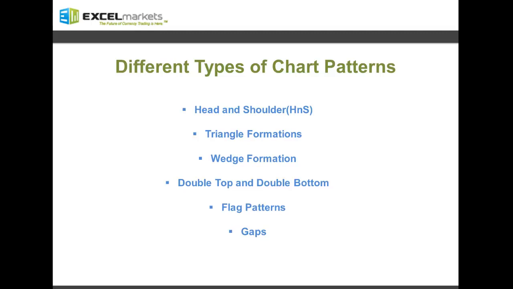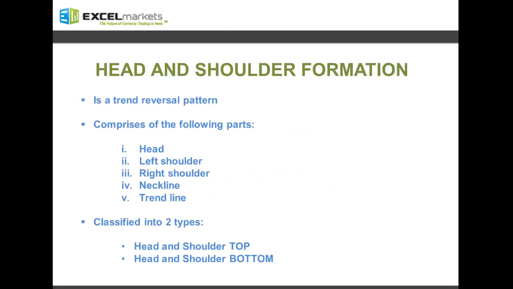In this video, we will be discussing the head and shoulder formation in detail. Head and shoulder formation is a trend reversal pattern. Once its formation is confirmed, it is followed by a reversal in price direction of the financial instrument in consideration. The components of this formation are the head, the two shoulders, that is the left shoulder and the right shoulder, a neckline and a trend line.